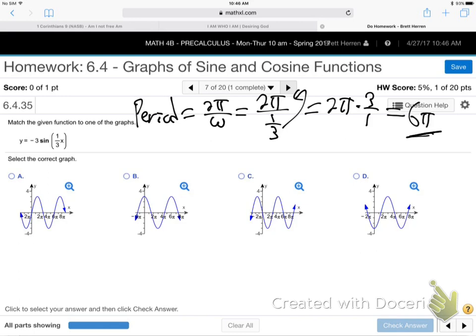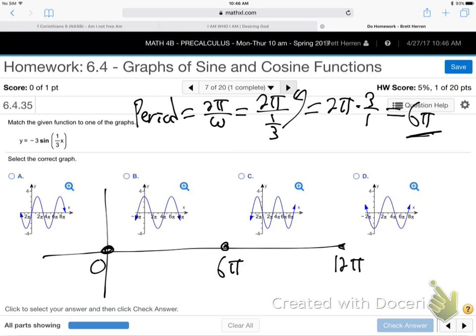So the period is 6 pi, which means he does his thing between 0 and 6 pi. He does one cycle, and then he'll just keep repeating that. At 12 pi, a whole other cycle will happen, and on you go. Right? So he's going to do his whole cycle between 0 and 6 pi. And, well, I'm going too fast. Let me let you think now.